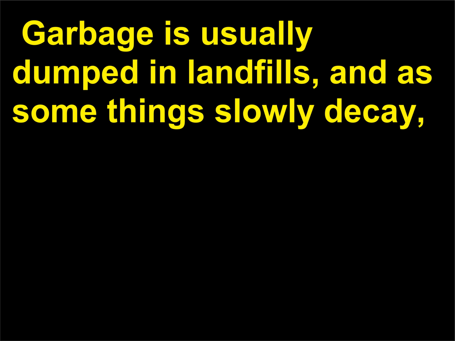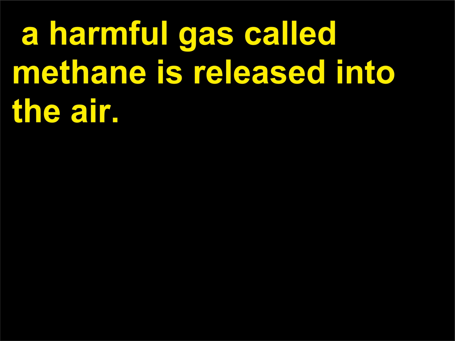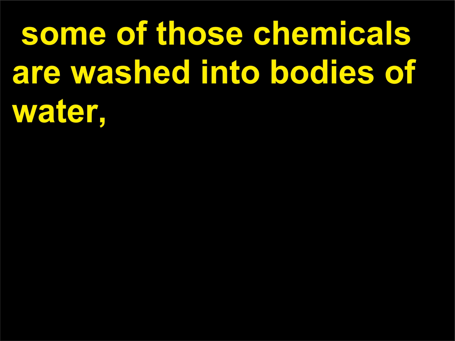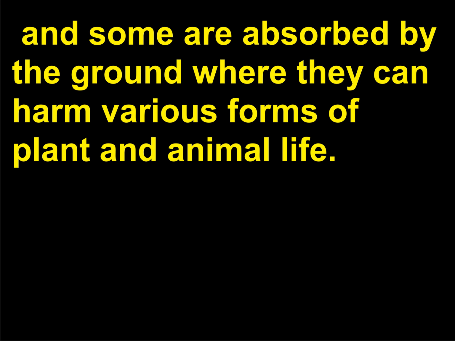Garbage is usually dumped in landfills, and as some things slowly decay, a harmful gas called methane is released into the air. Another source of land pollution are the chemicals used on farms. Some of those chemicals are washed into bodies of water, and some are absorbed by the ground where they can harm various forms of plant and animal life.